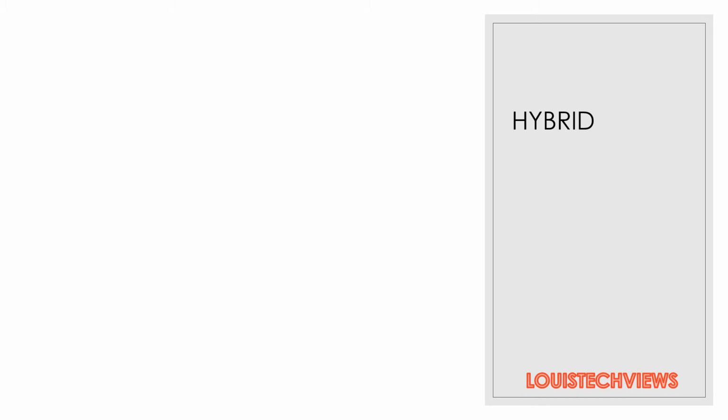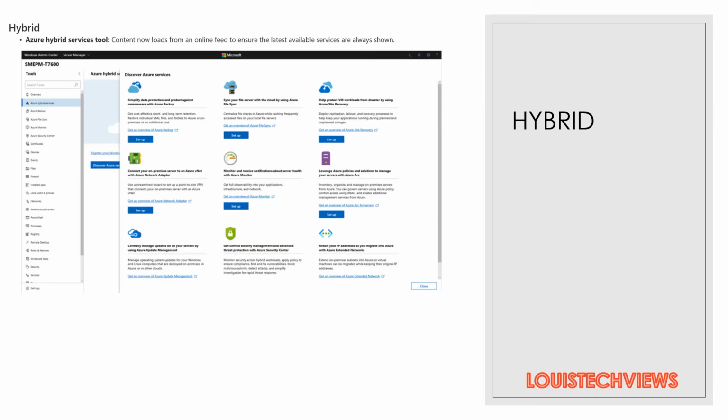So now let's talk a little bit about hybrid. When we talk about hybrid, we're talking about integrating your on-premise systems with various different services and capabilities that may be available in some cloud. And in this case, it's the Azure cloud, the Microsoft-provided Azure services. So take a look at this. There's a new Azure Hybrid Services tool.